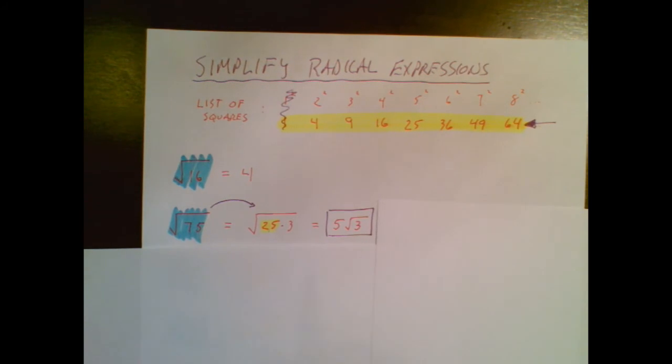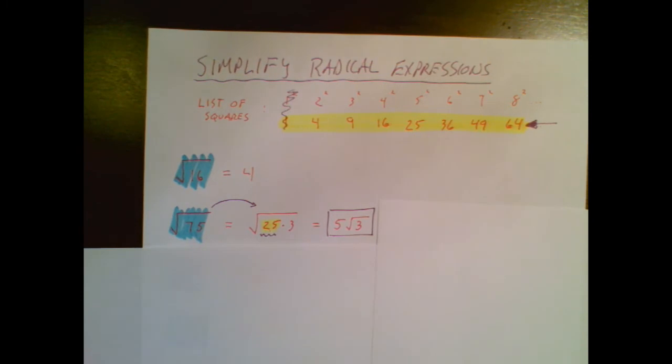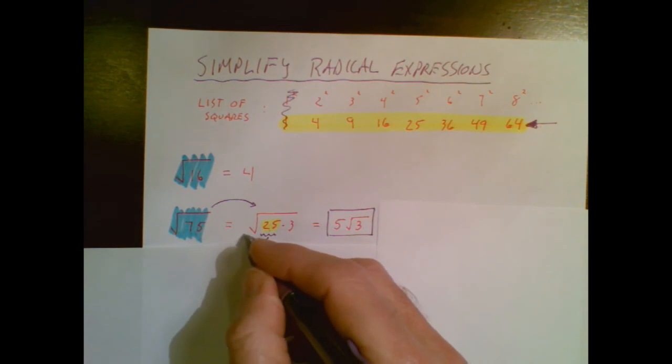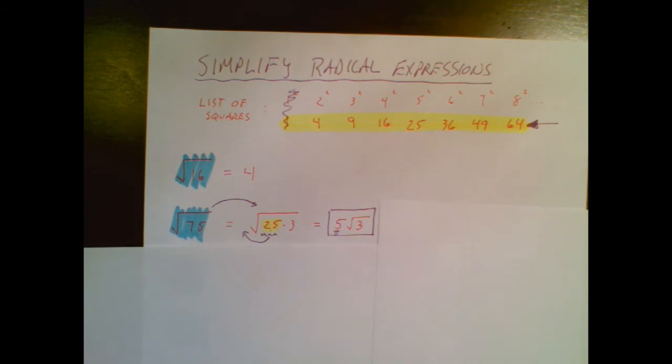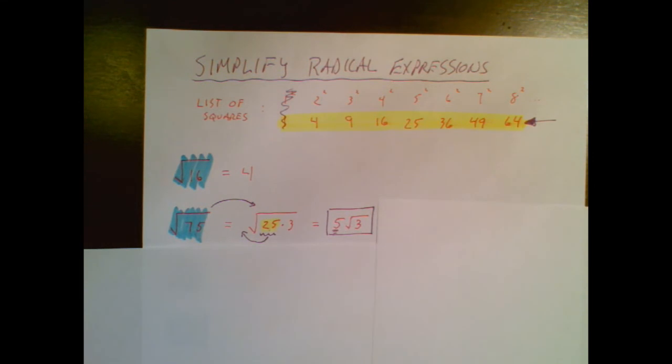Now, how did I get that? Here's what I said. Can I take the square root of 25? Yes, I can. It becomes a 5. So the square root of 25 becomes a 5 on the outside. That's where that 5 came in. Can I take the square root of 3? No, it's not a perfect integer, so that remains in there.